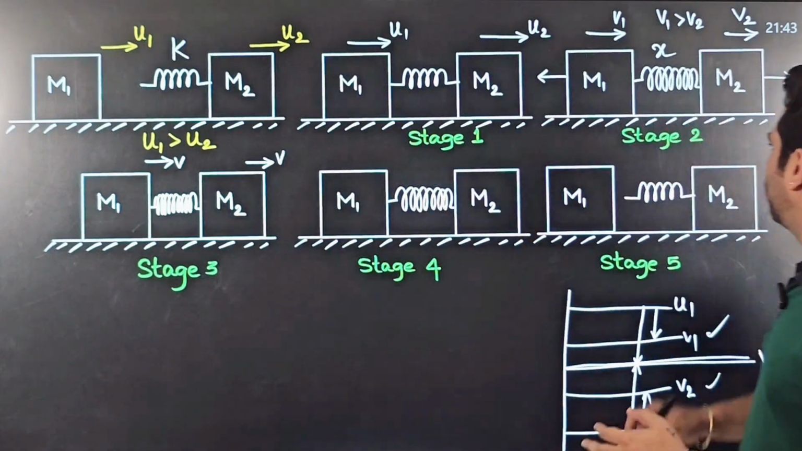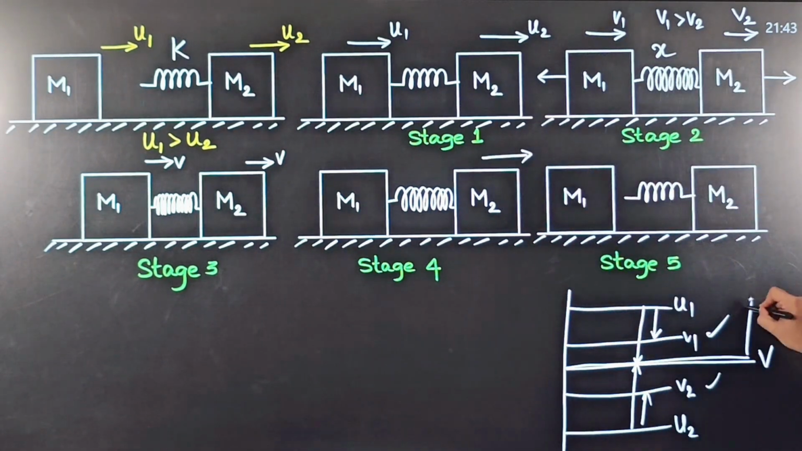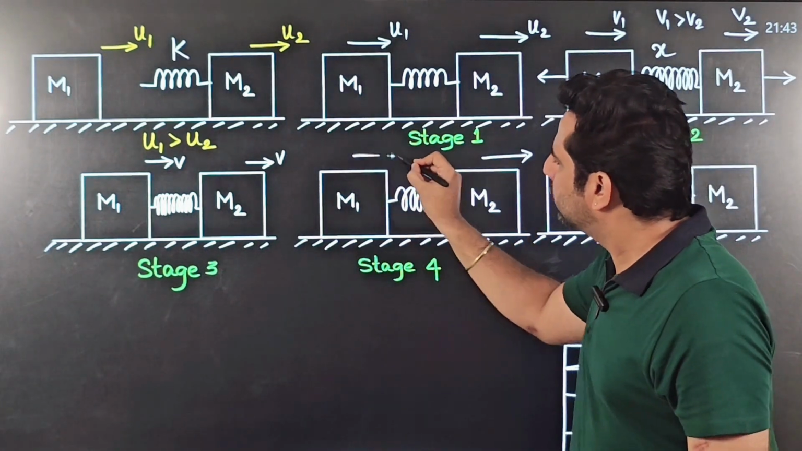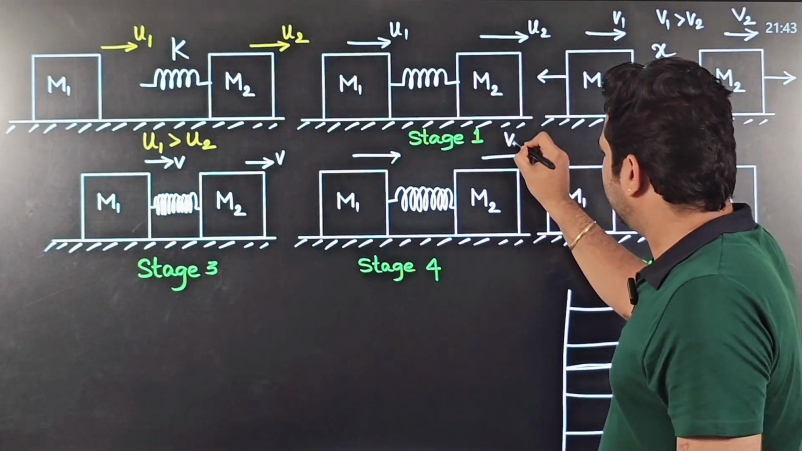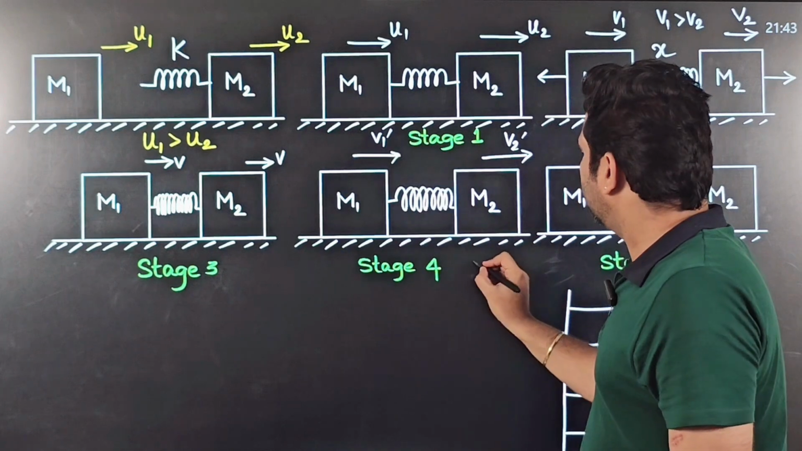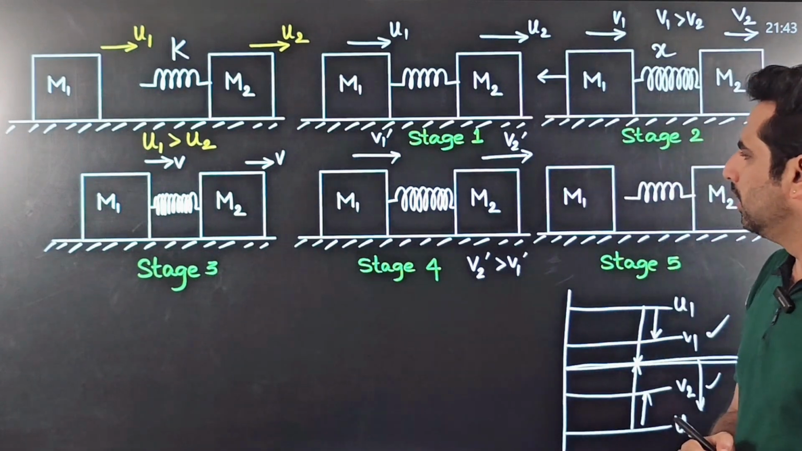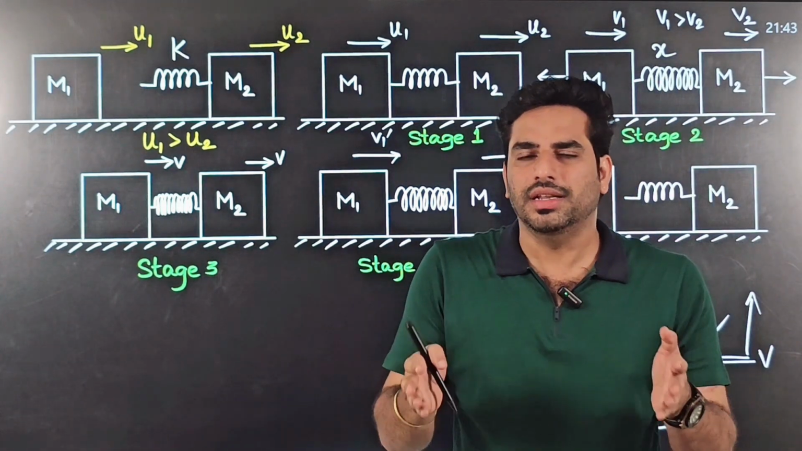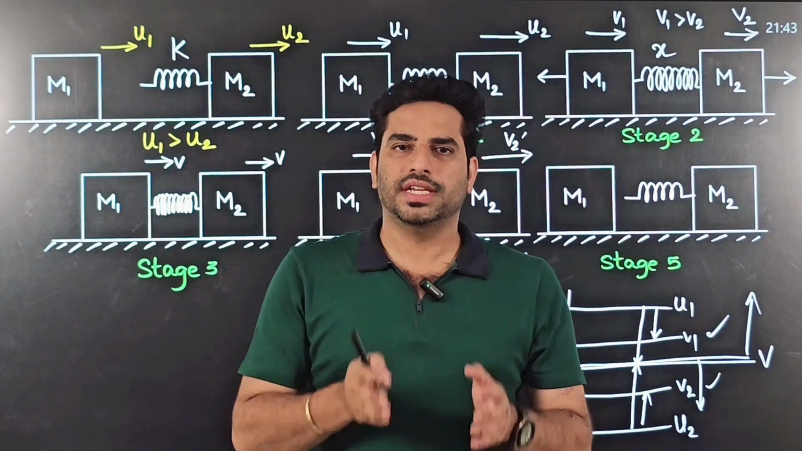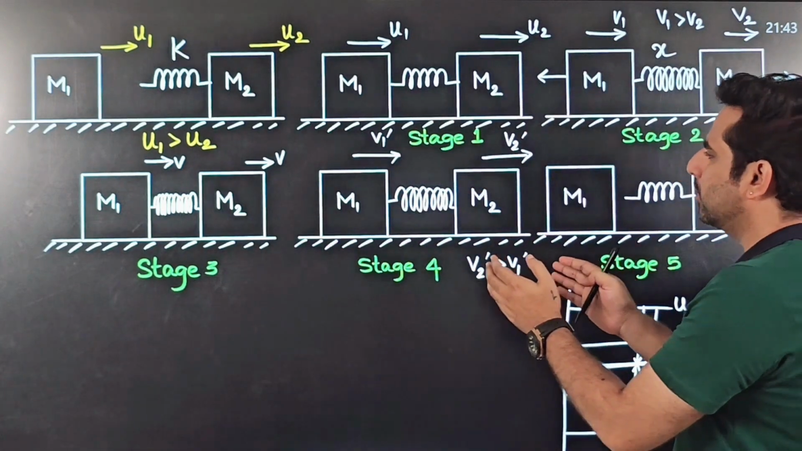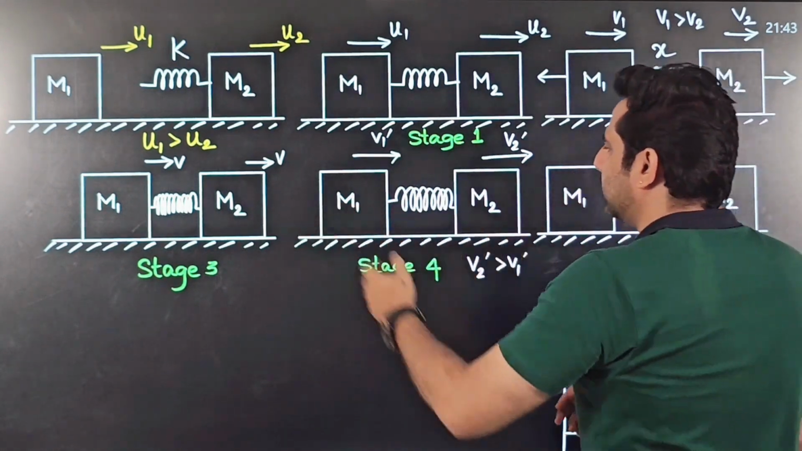Next instant, the spring forces will act as shown. The speed of M2 goes beyond V, whereas the speed of M1 goes below V. I call it V2 dash and V1 dash. Evidently, V2 dash is greater than V1 dash. Until stage 3, the distance of separation between M1 and M2 has decreased. After stage 3, the distance of separation between M1 and M2 is only increasing because the speed of M2 is greater than the speed of M1 after stage 3.